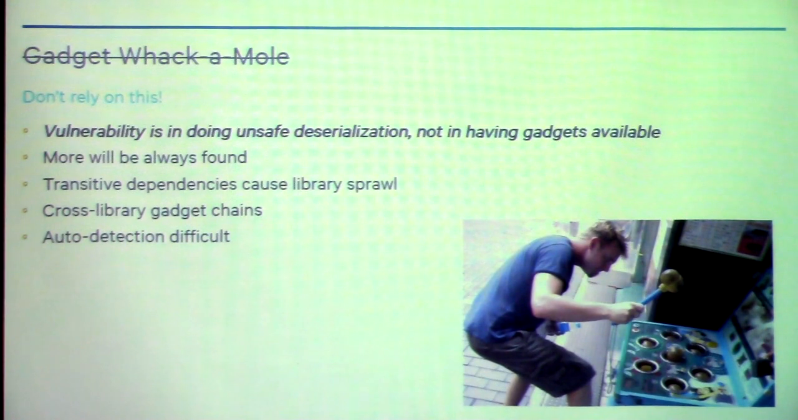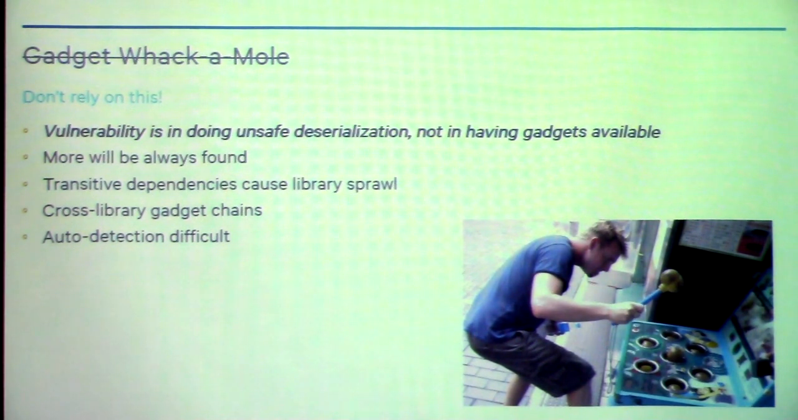All right, so something you don't want to rely on is getting rid of these gadgets. As I said before, I've seen apps with hundreds of dependencies. If you look at JBoss itself, I think it had 300 jars in there. So there's always going to be stuff to find. What we want to stress is the vulnerability is in the application code that is doing the unsafe deserialization. Playing whack-a-mole and getting rid of the gadgets is not how you want to go.